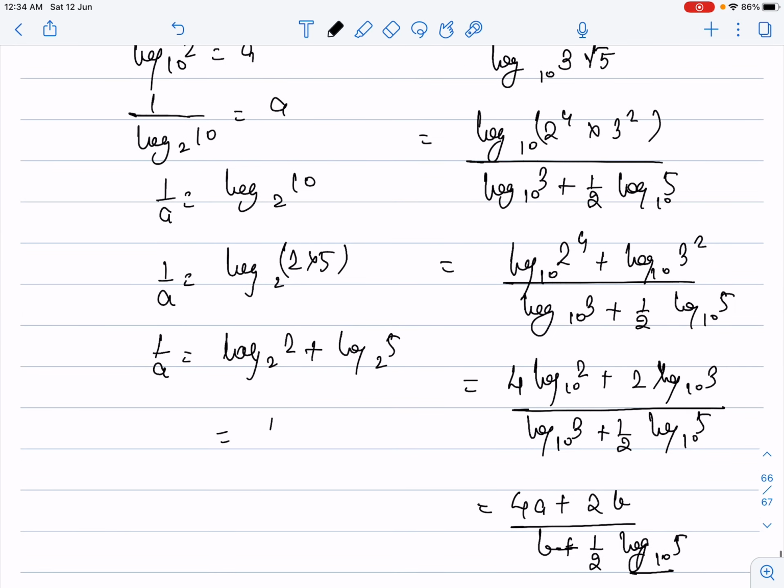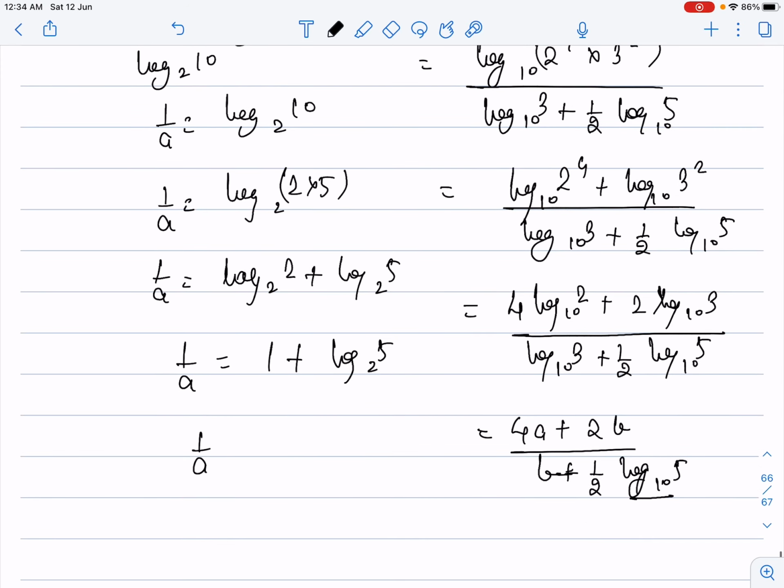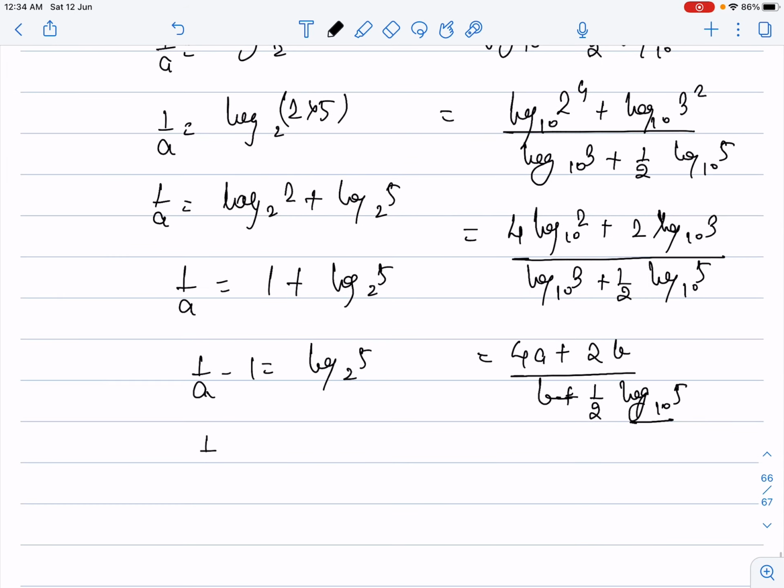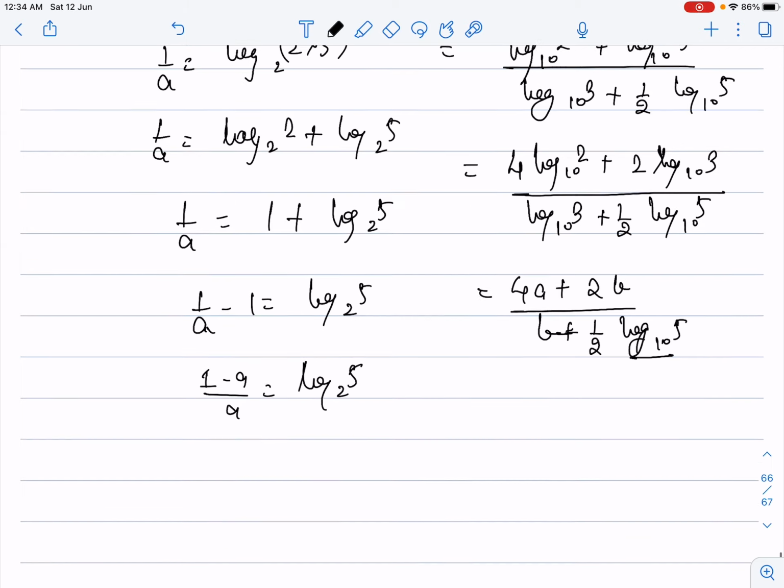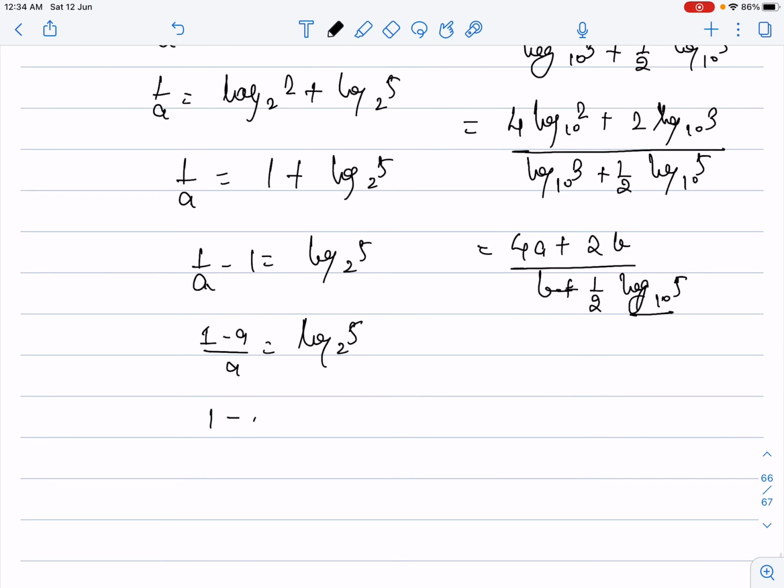Then 1 will come over here, plus log of 5 base 2 is equal to 1 upon A. Then 1 upon A minus 1 is equal to log of 5 base 2. Then 1 upon A minus 1 means 1 minus A divided by A is equal to log of 5 base 2. Now guys, I'll introduce a dummy base 10 over here. Okay, let's change the log.